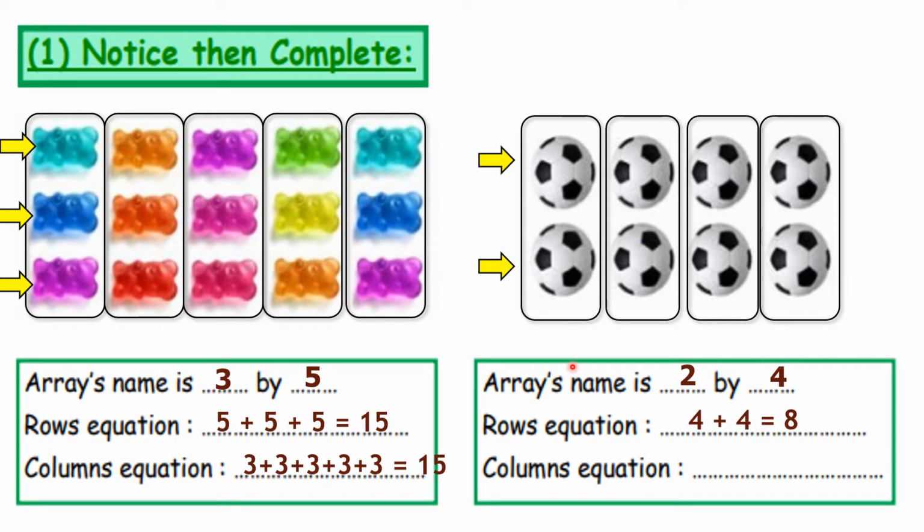And what is the columns equation? I have 4 columns. Each column has 2 poles. So I have 2 plus 2 plus 2 plus 2 equals 8. So it gives you the same result.